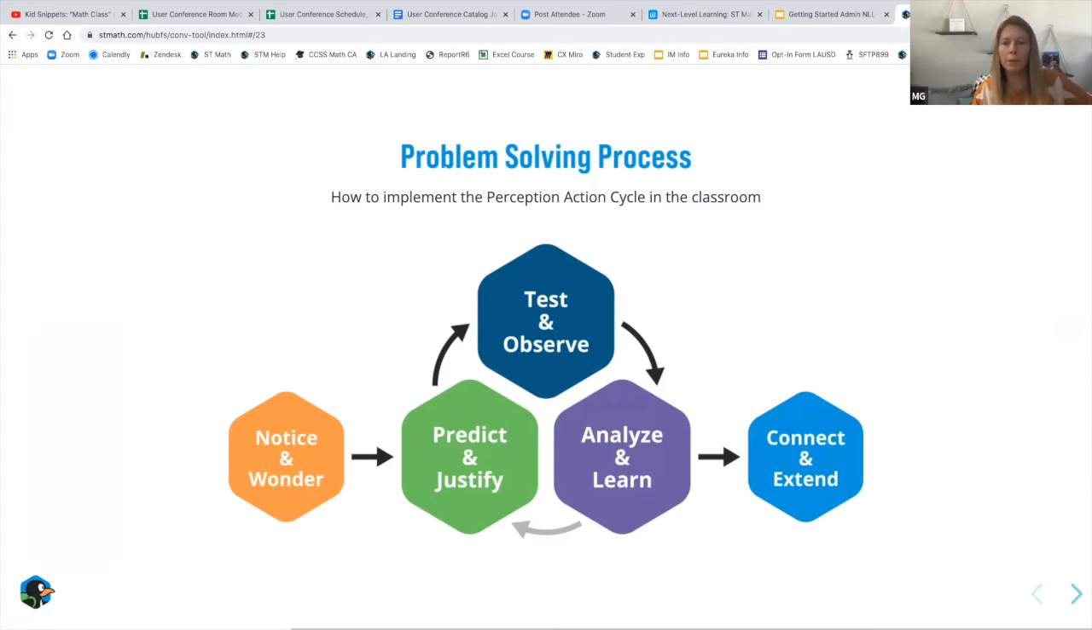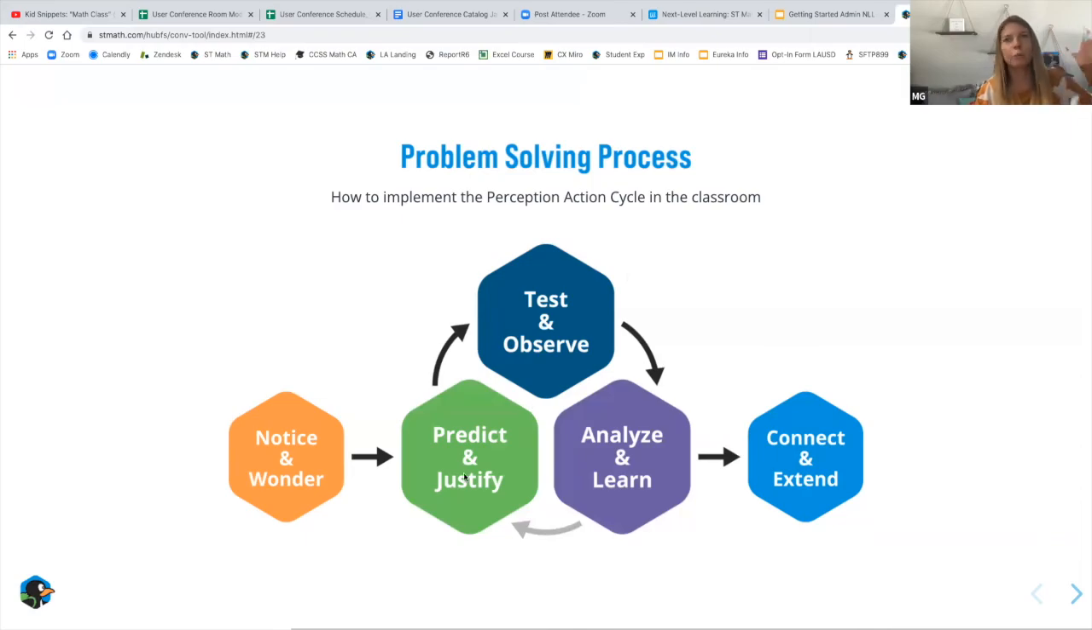They come into the puzzle and we notice and we wonder what's on the screen. So we might say, what do we notice up here? We saw that there was a penguin that was grayed out. We saw some boxes along the bottom, right? And we wonder, what is it asking us to do? And somebody answered for me. We're trying to get that penguin to match that penguin. So we make a prediction and we justify that prediction.